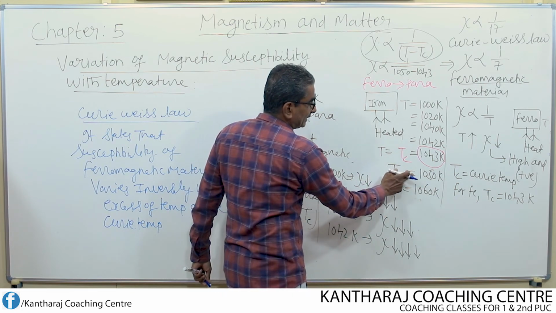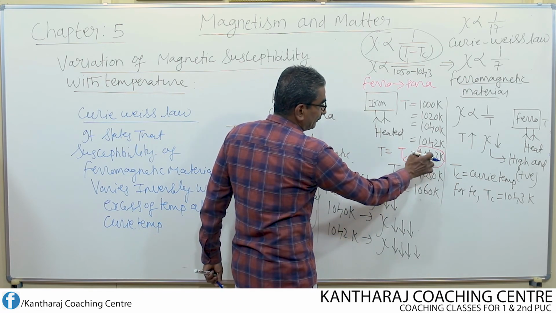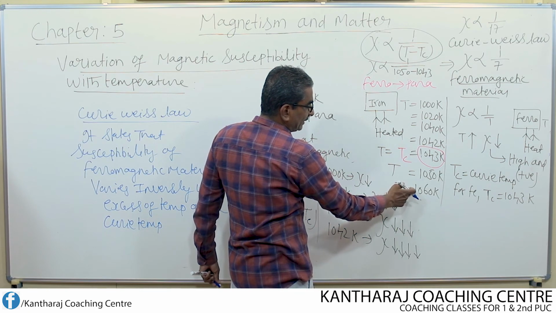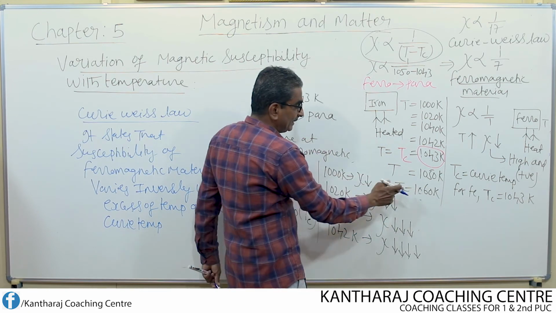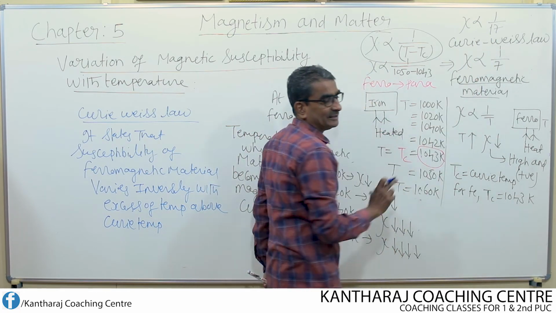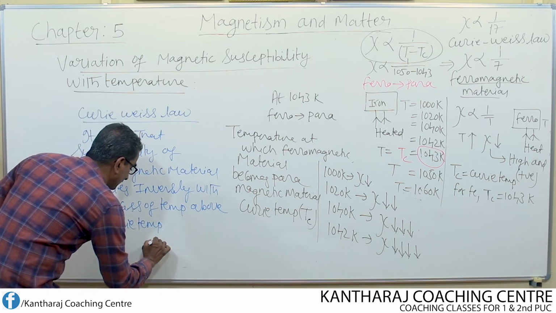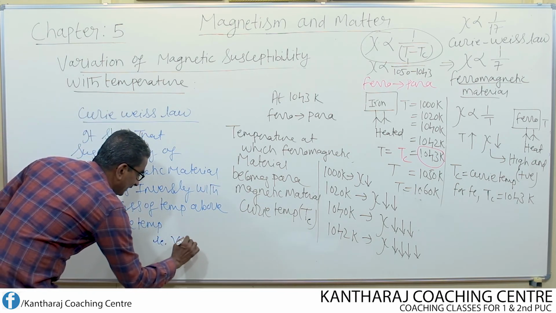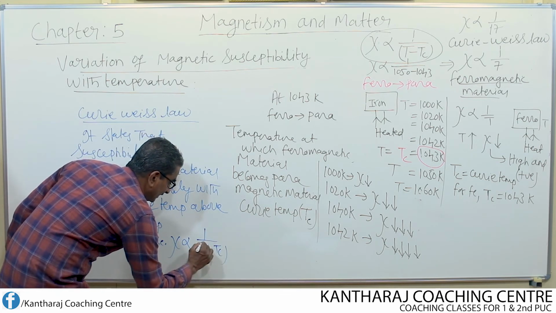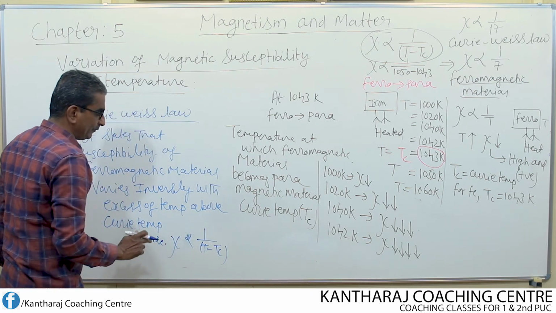So susceptibility does not vary inversely with 1050 Kelvin. It varies inversely with the difference of this. Difference of this is only 7. Again, susceptibility here does not vary inversely with 1060 Kelvin. It varies with the difference of these two, this and this difference. It is only 17 Kelvin. That's the meaning of this. So it varies inversely with excess of temperature. That is, susceptibility is inversely proportional to T minus Tc. So this is the statement of the Curie-Weiss law.